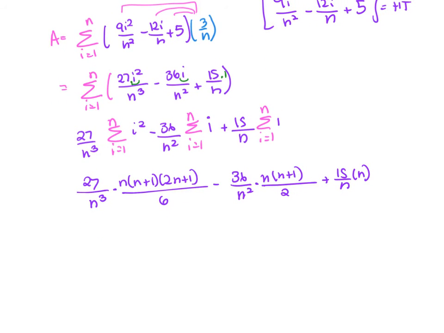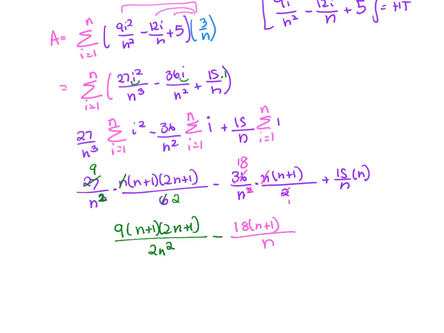So now let's reduce where I can. This n will become an n squared instead. So 3 goes into 6 two times, and 3 goes into 27 nine times. So let me write this first term first: 9 times n plus 1 times 2n plus 1 all over 2n squared. And then minus, let's simplify here as well. Take out this n, this is canceled. 2 goes into 2 once, 2 goes into 36 eighteen times. So minus 18 times n plus 1 all over n. And then this cancels out, so this will just be 15.